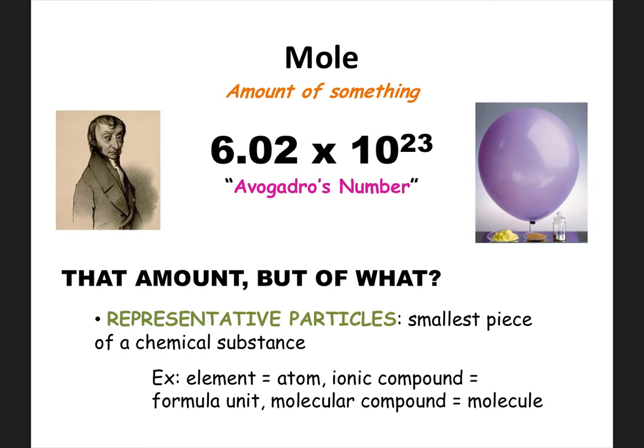The smallest piece of an ionic compound would be a formula unit. So you would have 6.02 times 10 to the 23rd formula units if you had 1 mole of an ionic compound. If you had a molecular compound or a covalent compound, the smallest piece of that is a molecule. So if you had 1 mole of a particular covalent compound like water, you would have 6.02 times 10 to the 23rd molecules of water in 1 mole. So it changes, all right? The representative particles here depend on what type of substance you're looking at. But we do know that there's 1 mole for every 6.02 times 10 to the 23rd representative particles here.